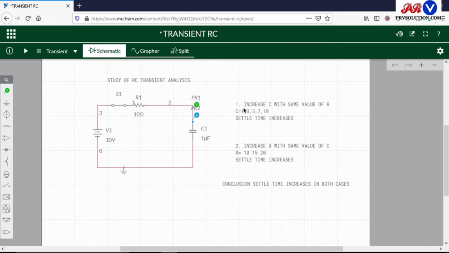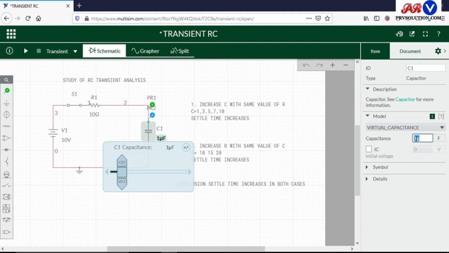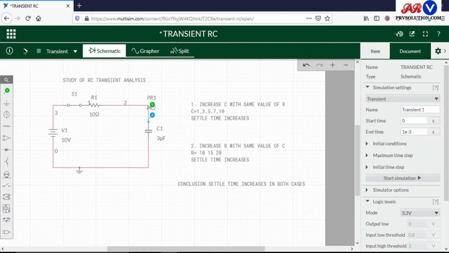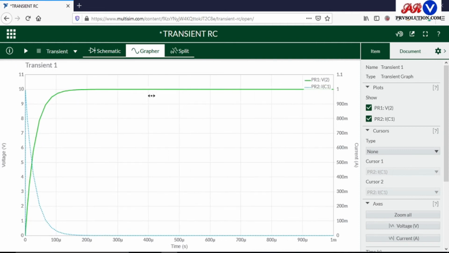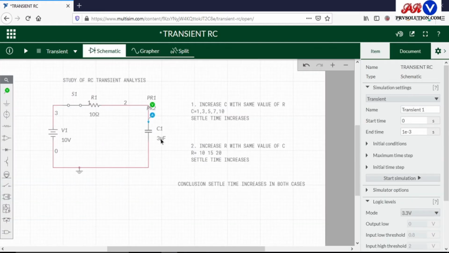So now we will simulate. First step, increase C with the same value of R. I will increase the capacitance value from 1 microfarad to 3, 5, 7, 10, and we can see that the settling time will increase. Suppose I am using 3 microfarad now. So now the settling time is increasing.